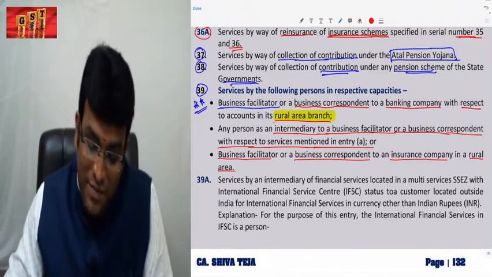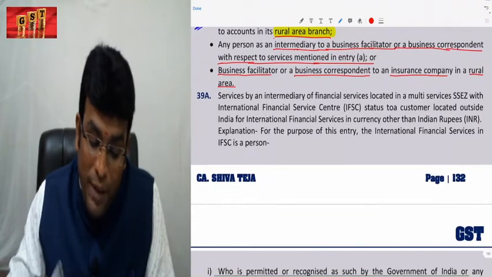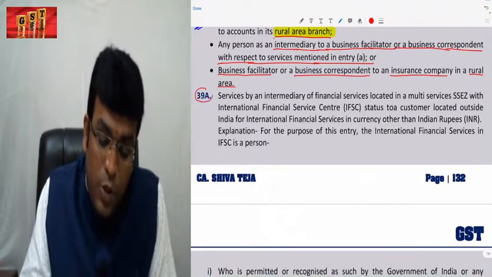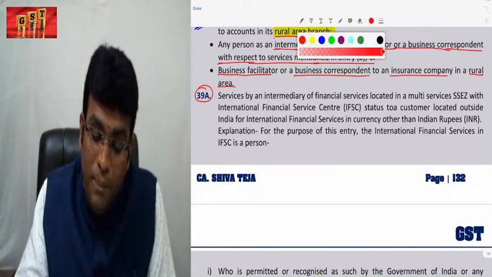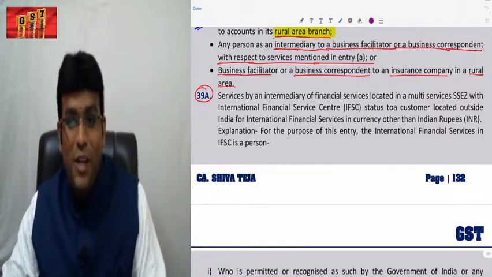Very good. Then the 39th point, my dear friends. 39A, I mean to say. This is an interesting point, the latest point. Kindly concentrate.